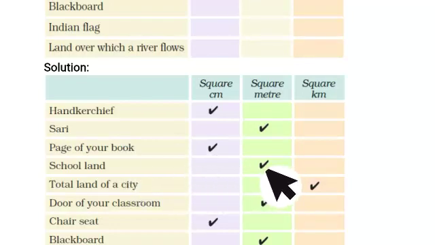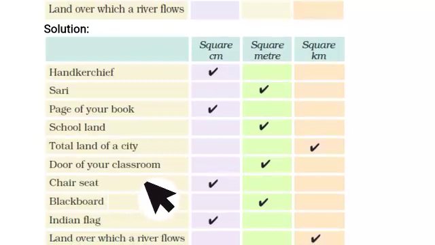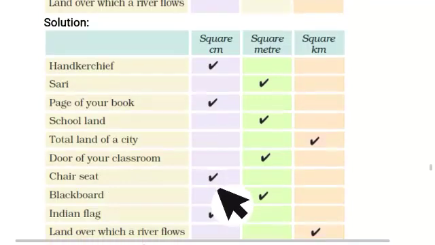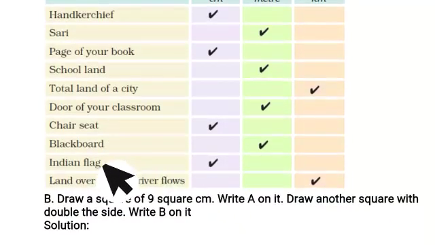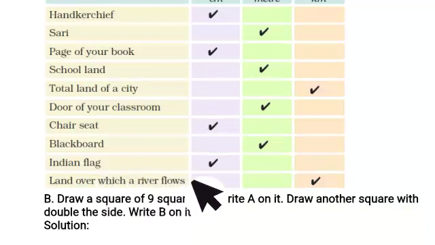School land comes in square meter. The total land of a city, the entire city, is in square kilometer. The door of our classroom comes in square meter. A chair seat comes in square centimeter. A blackboard comes in square meter. The Indian flag can be in square centimeter, and land over which a river flows comes in square kilometer.